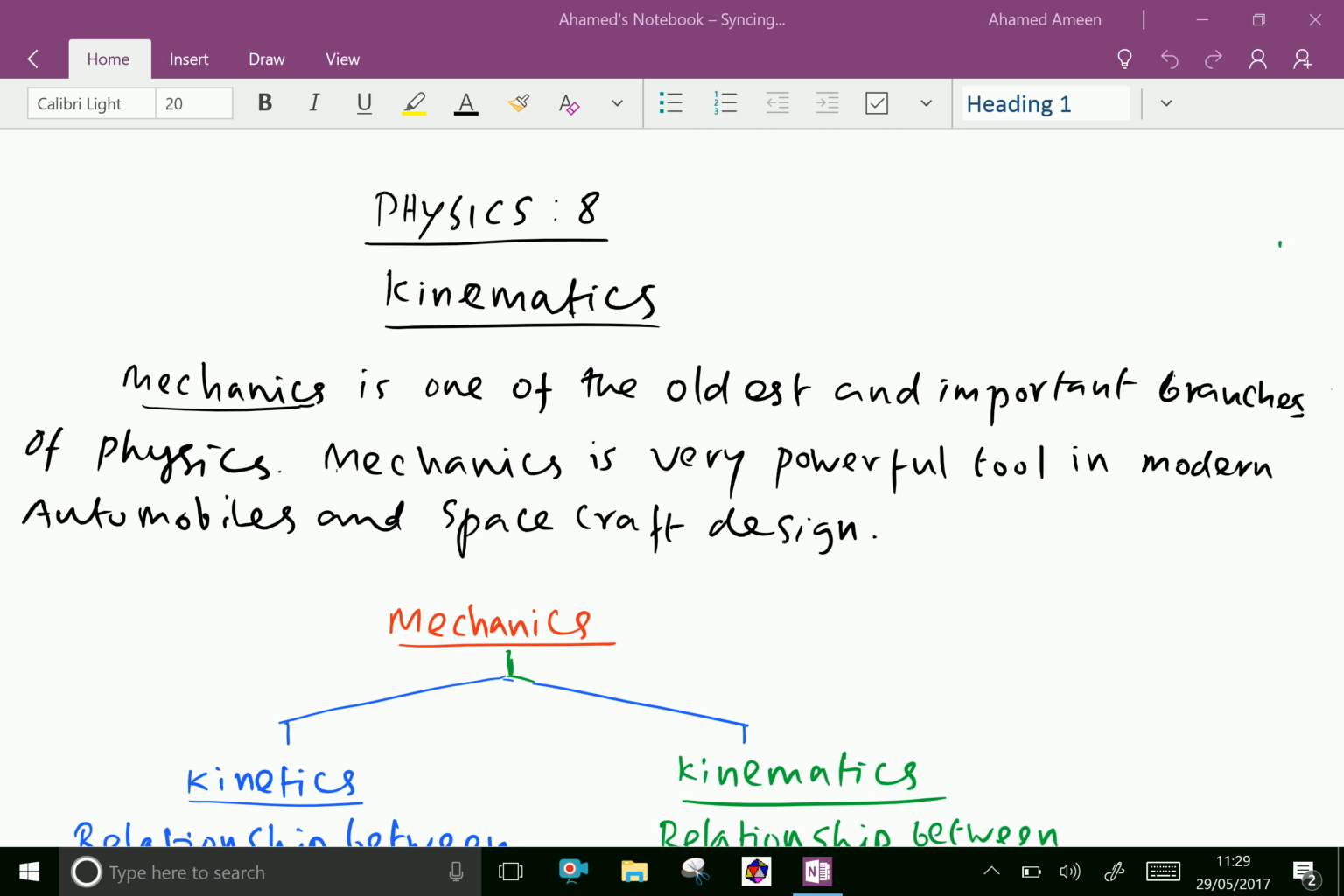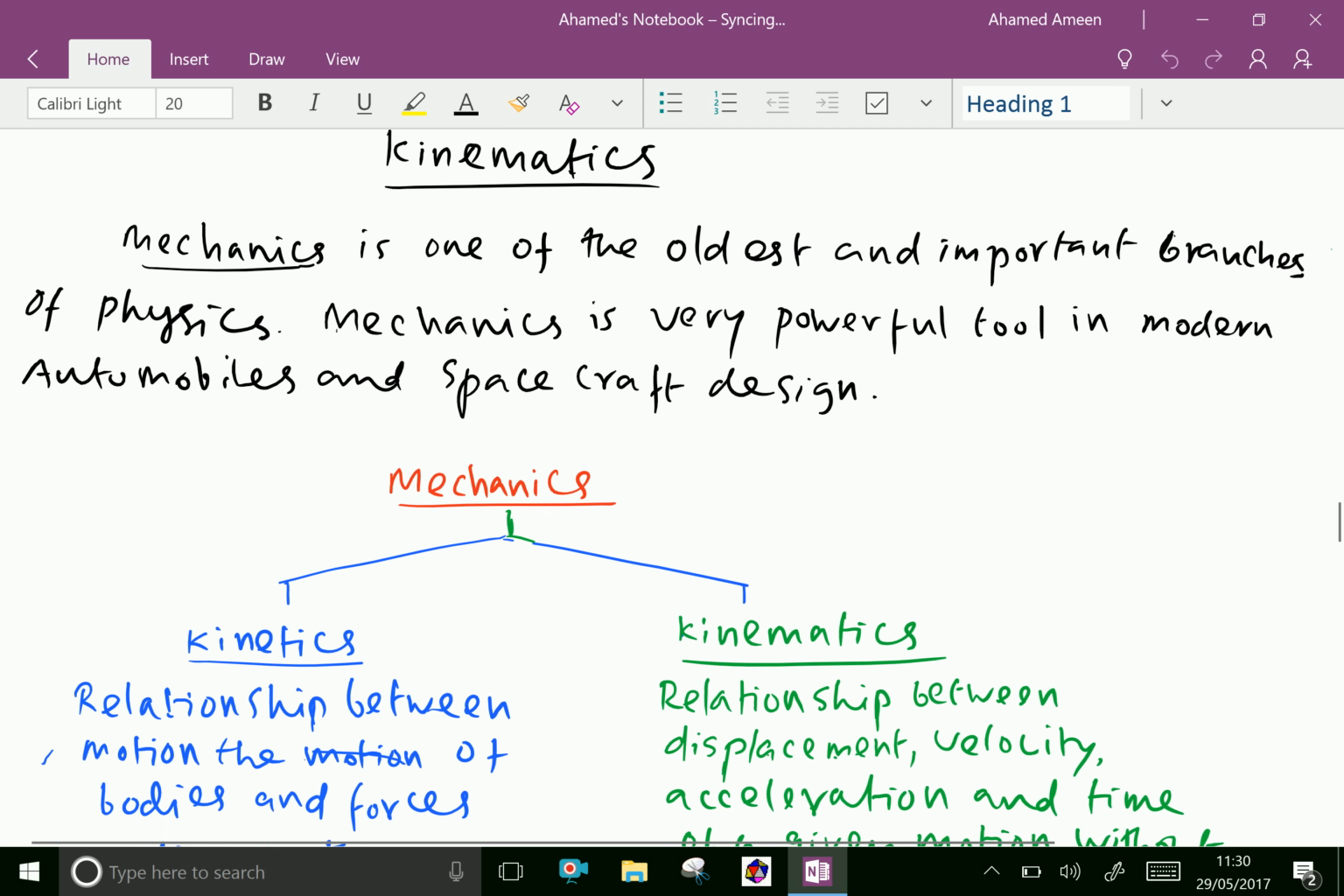In mechanics, kinematics is one of the branches. Let us see what mechanics is. Mechanics is one of the oldest and important branches of physics. Mechanics is a very powerful tool in modern automobiles and spacecraft design.